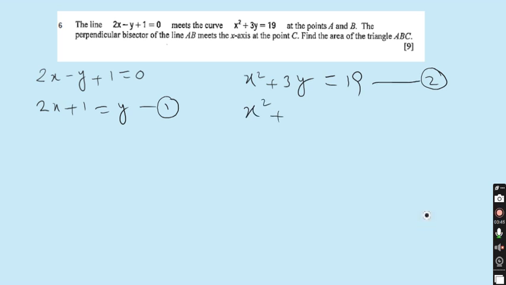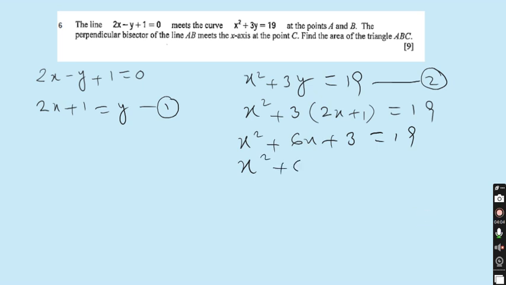x squared plus 3 times y, and y from equation number 1 is 2x plus 1, equals 19. x squared plus 6x plus 3 equals 19. x squared plus 6x minus 16 equals 0. We name this equation number 3. So this is a quadratic equation. We can solve this quadratic equation by applying the middle term break method.